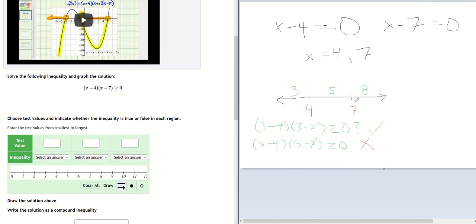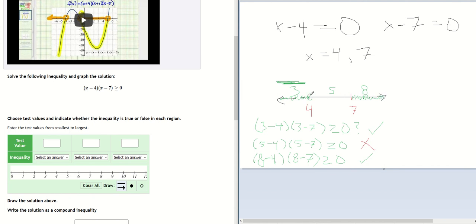And then the last one we want to check is 8. So 8 minus 4, that's going to be positive. And then 8 minus 7, that's also going to be positive. So we'll end up with 4 times 1, which is positive. So that is greater than or equal to 0. So that is okay. So that means that this section here, maybe I should shade it right here, this section is part of our solution, and then this section is part of our solution.